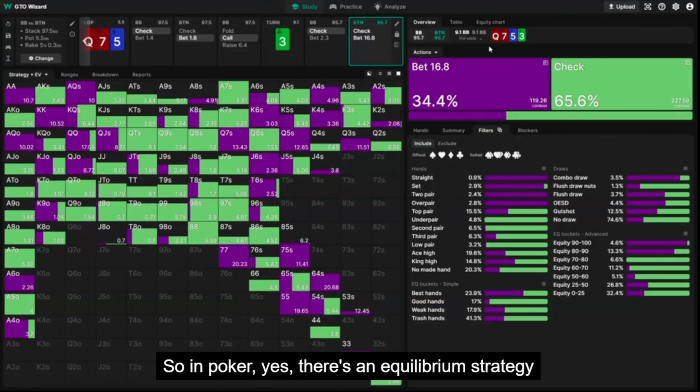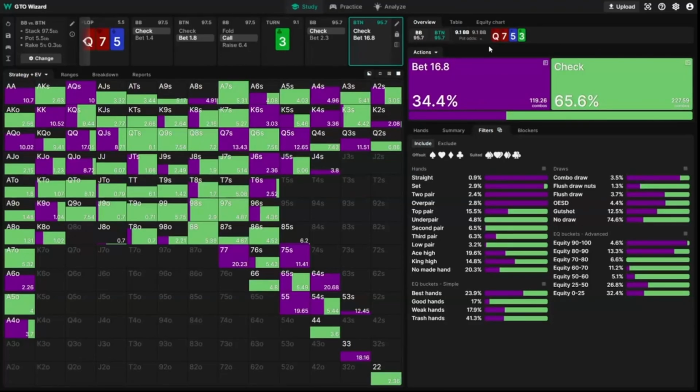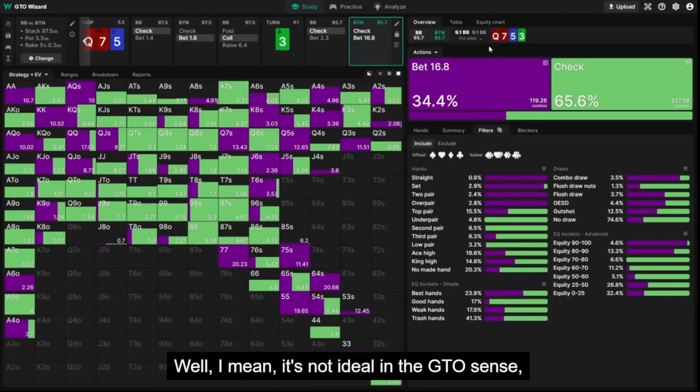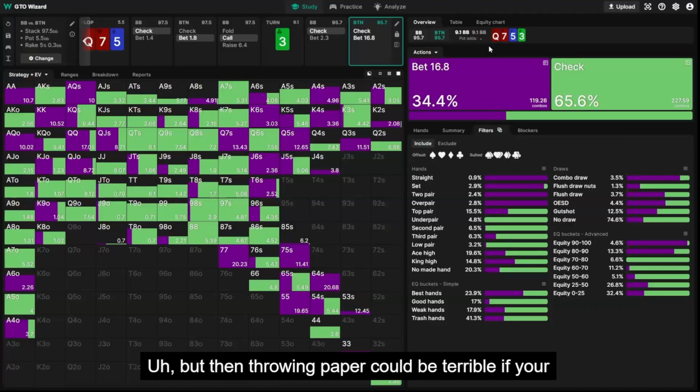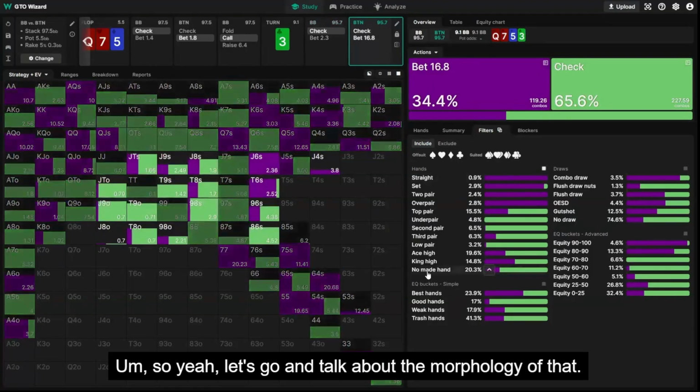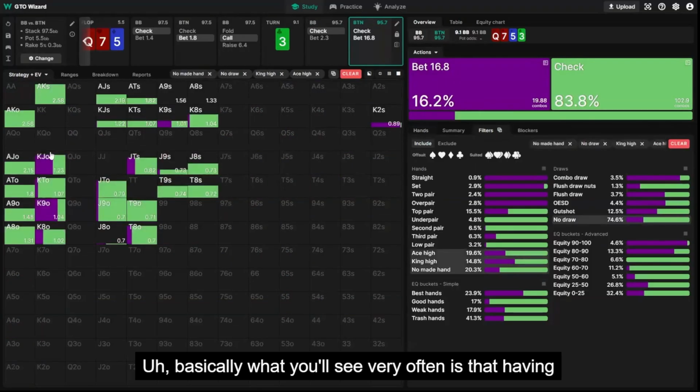So in poker, yes, there's an equilibrium strategy and there's the ideal perfect way to build ranges, but in practice, it's a lot like rock, paper, scissors, where I can't tell you that something is always completely wrong, right? Is throwing paper always bad? Well, it's not ideal in the GTO sense, but if your opponent is throwing rock, then just throw paper all the time, right? But then throwing paper could be terrible if your opponent is throwing scissors all the time. So yeah, let's go and talk about the morphology of that.